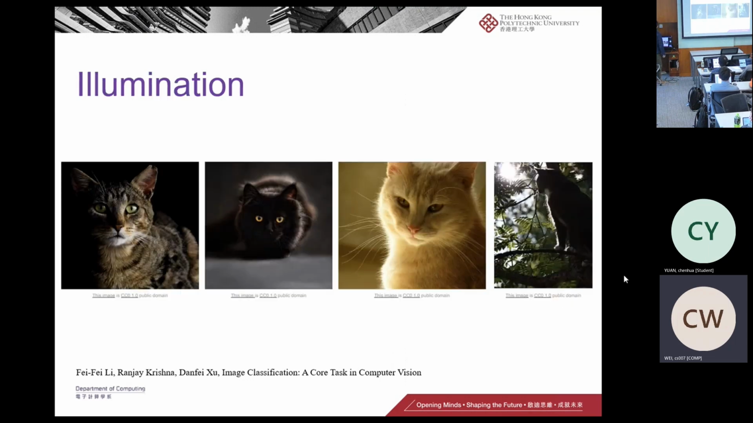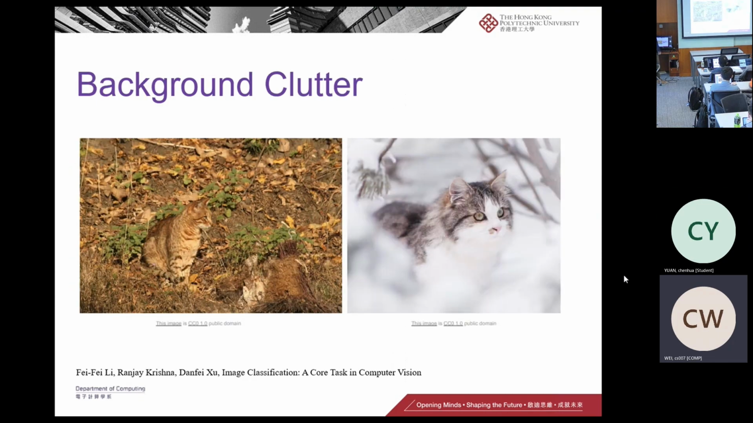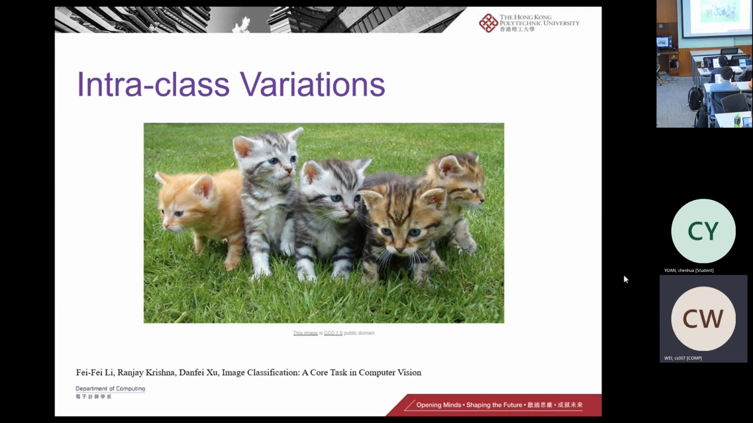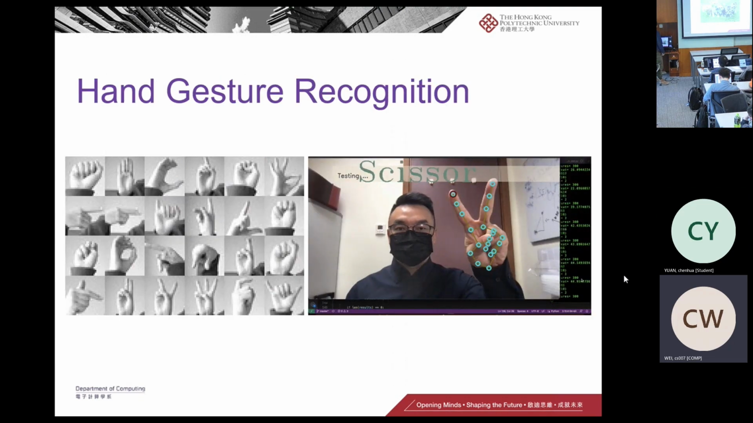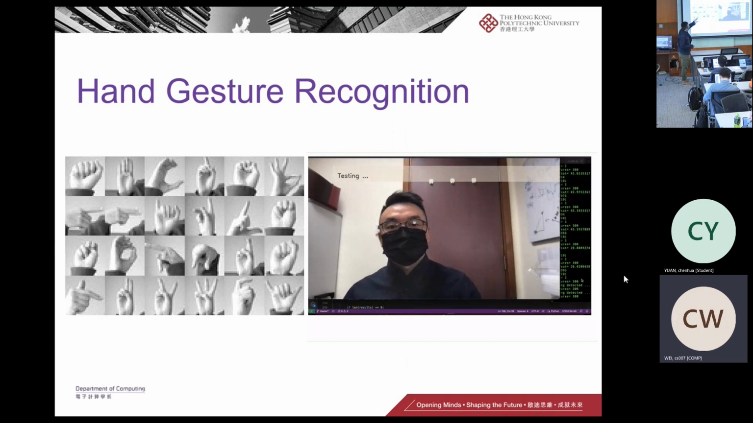And also you see illumination effects, occlusions, background factors, and even for the same class, the cats here, you can see different types of cats, with different colors and different patterns of their fur, and also when you're taking this picture, they are with different poses. Okay, so one example we had last week is, as I mentioned earlier, the gesture recognition.